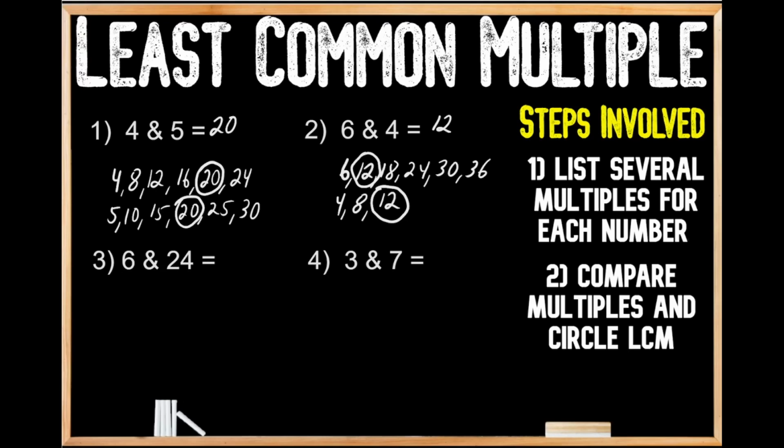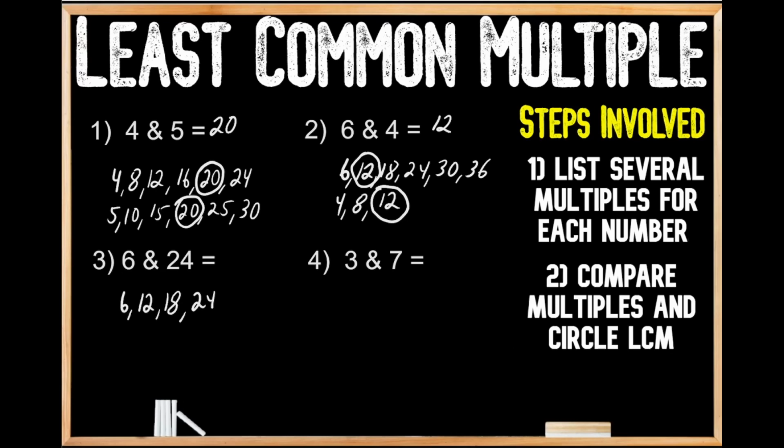Now let's move on to question number 3, where we're being asked to find the least common multiple for 6 and 24. We'll remember that our first step is to list several multiples for each number. So let's list some of the multiples of 6. We have 6, 12, 18, and 24.